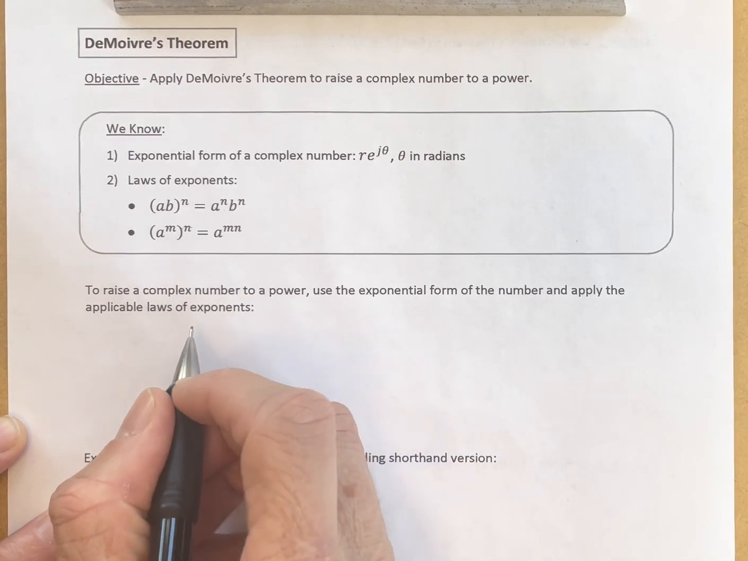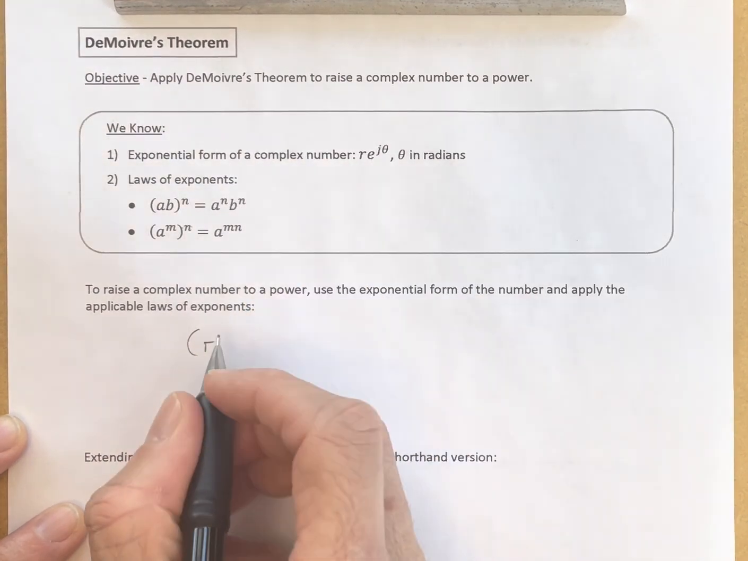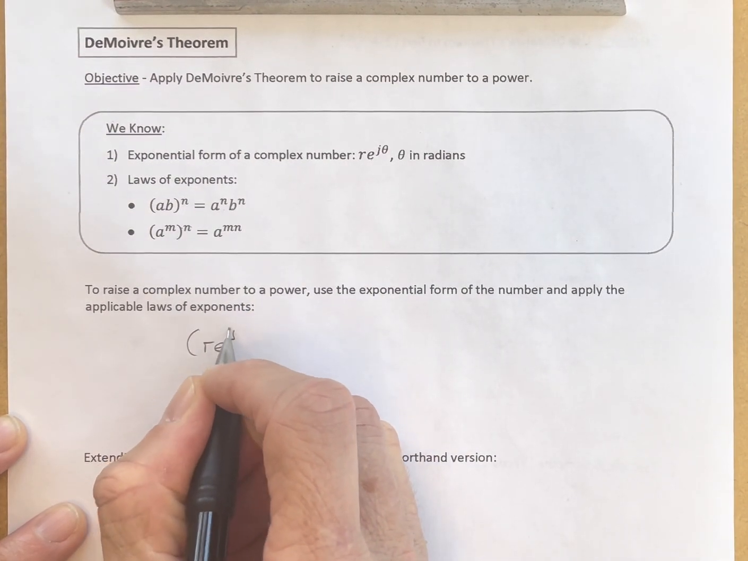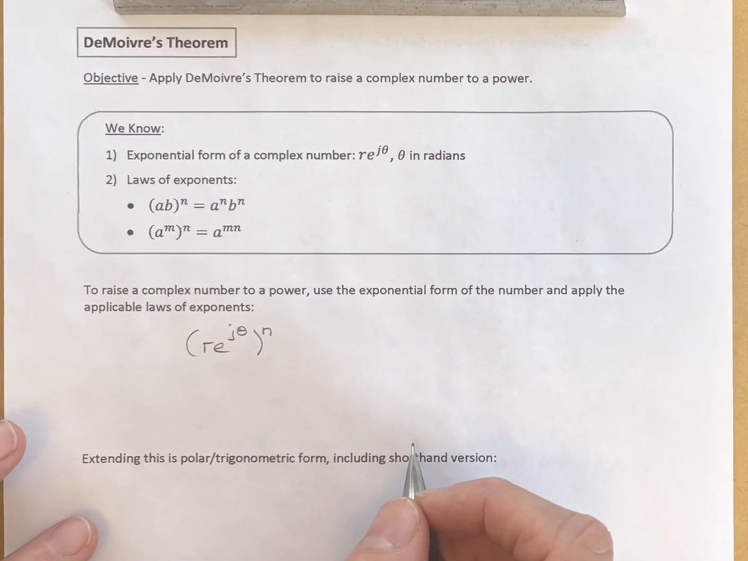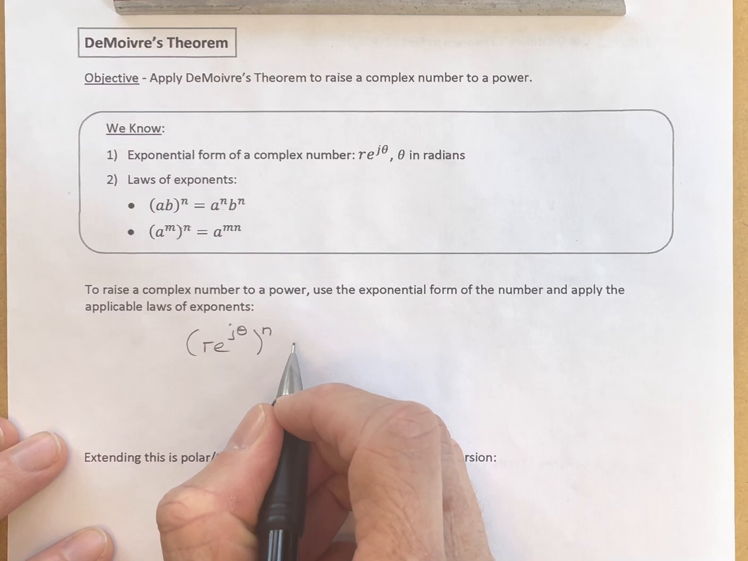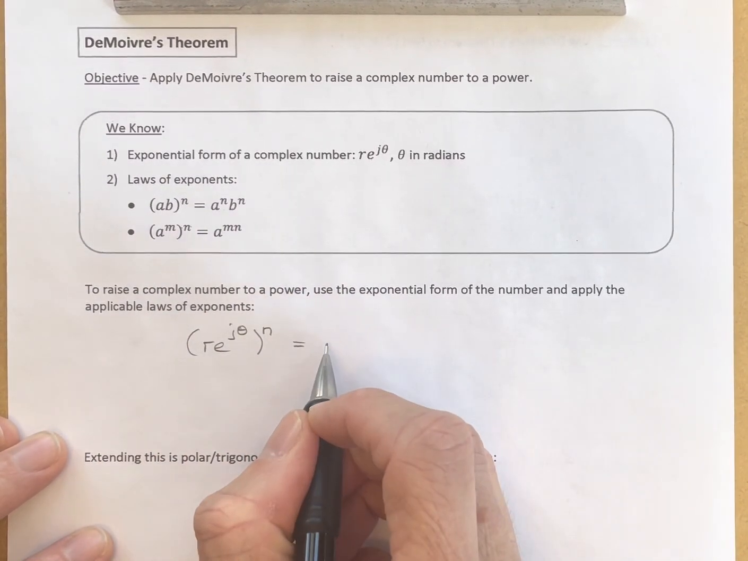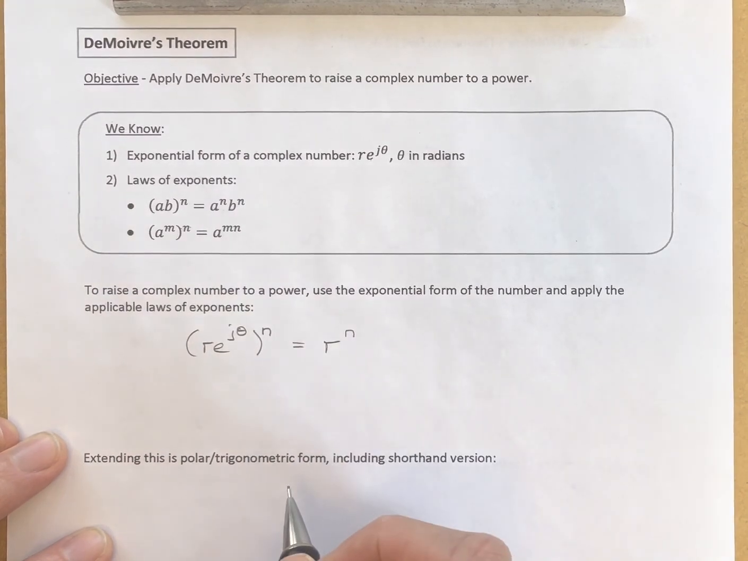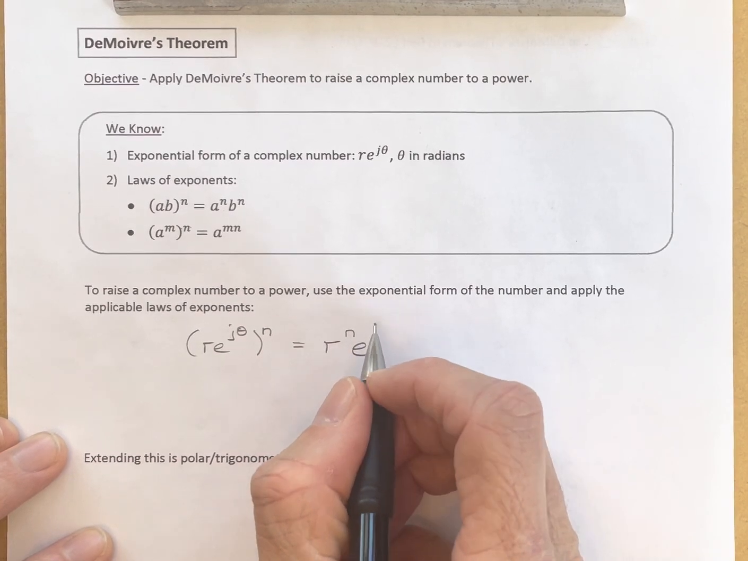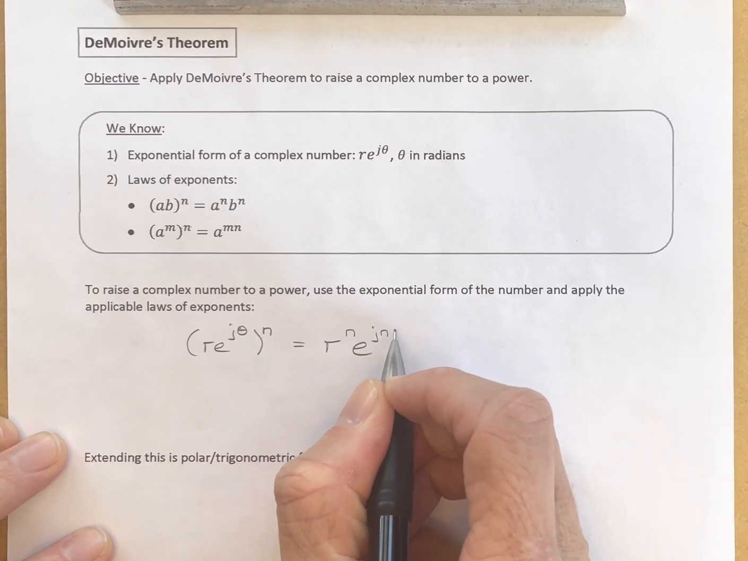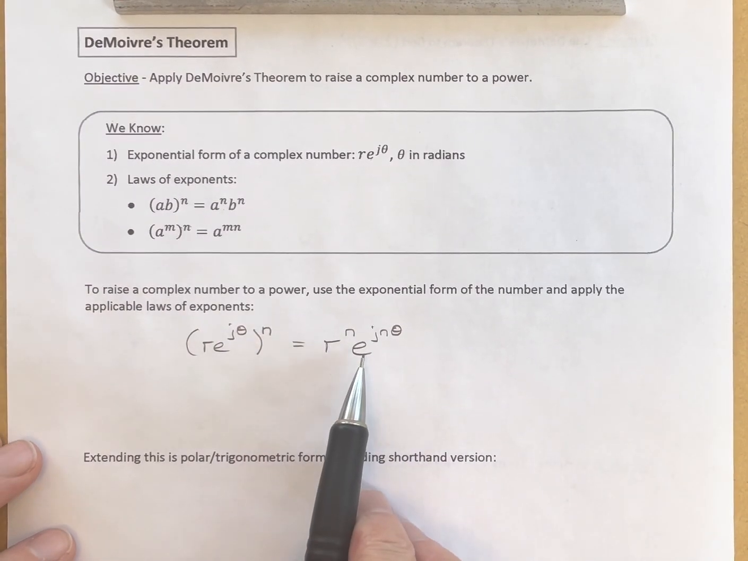Okay, so here is the exponential form of the number, r times e to the j theta, and we're going to raise it to a number. I'll call that number n, and then we're just going to apply the two laws of exponents. This results in r to the n times e to the j n theta. So there you have it, okay? So this is what we're after here.